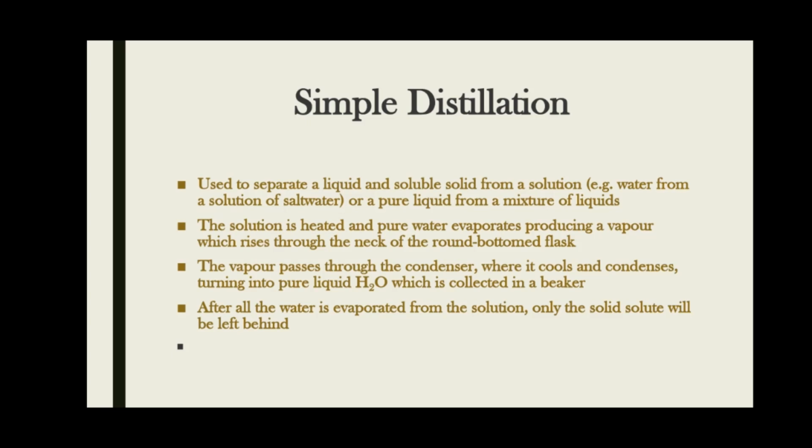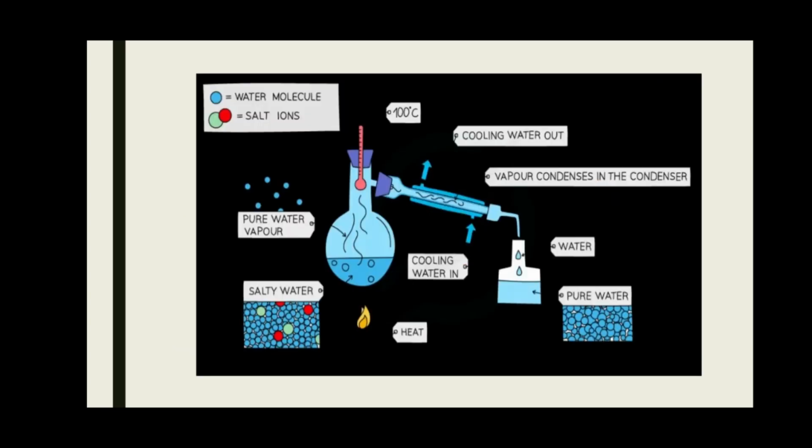Now what will happen? This vapor of pure water will pass through the condenser. The condenser is a place where the vapor will cool and condense. It will turn back into the pure liquid, pure water, H2O, which is collected in the beaker. So in this case we have the condenser.